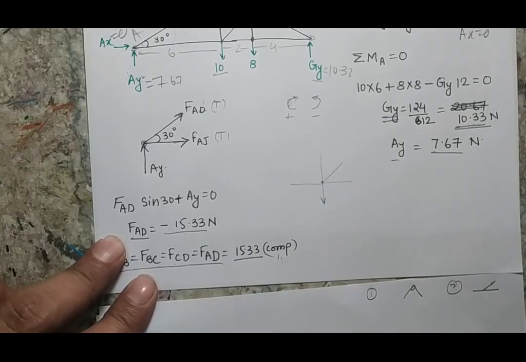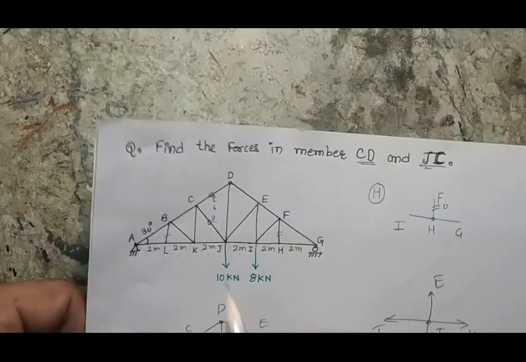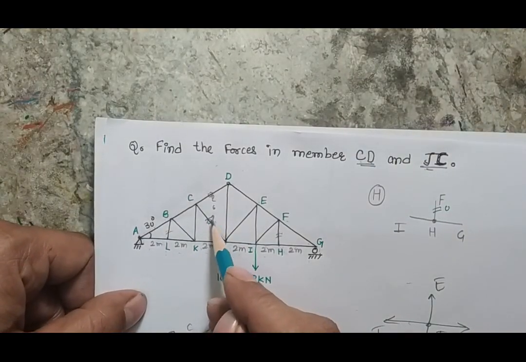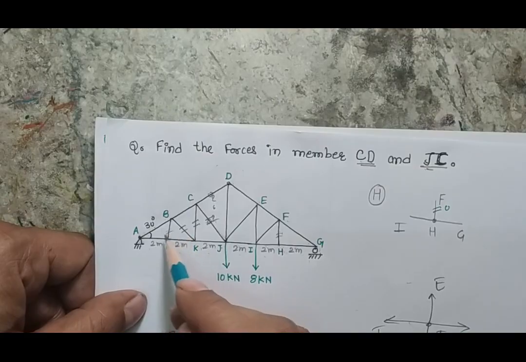Similarly, I have already calculated that the force in the JC member, the JC member is already gone. So this is my zero force member, this is my zero force, zero force, zero force.